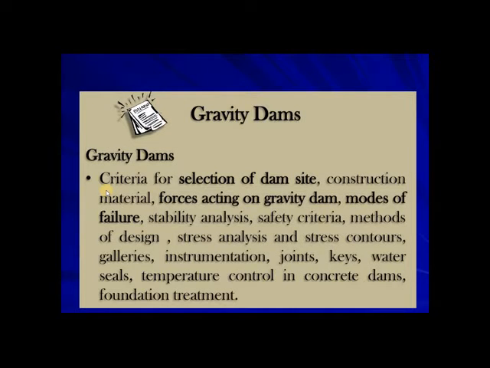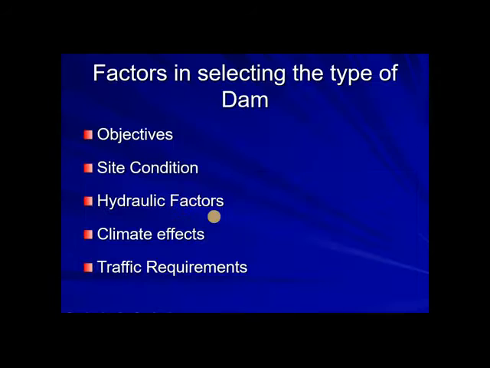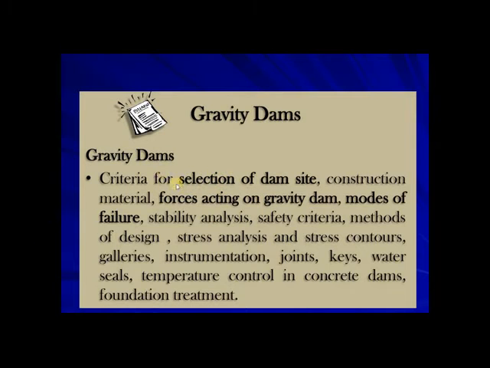Bismillahirrahmanirrahim. Today we will study the gravity dam, because it is the most widely used dam nowadays. We will study this and design this, and we will also design another dam. So: criteria for selection of a dam site, construction material, forces acting on a gravity dam, modes of failure, stability analysis, and safety criteria. All these factors we have to keep in mind, and we have to go through all these processes and terminologies.